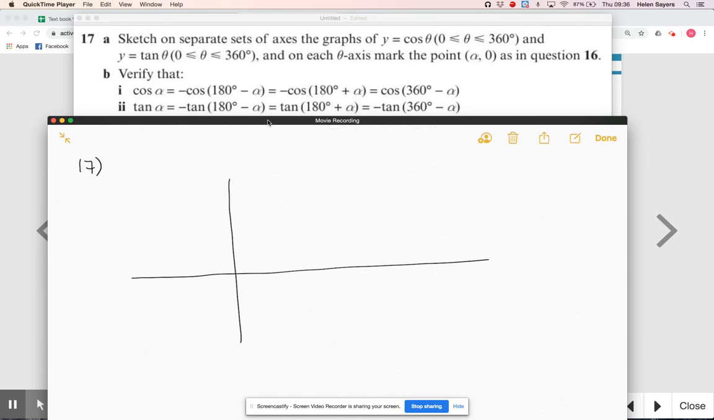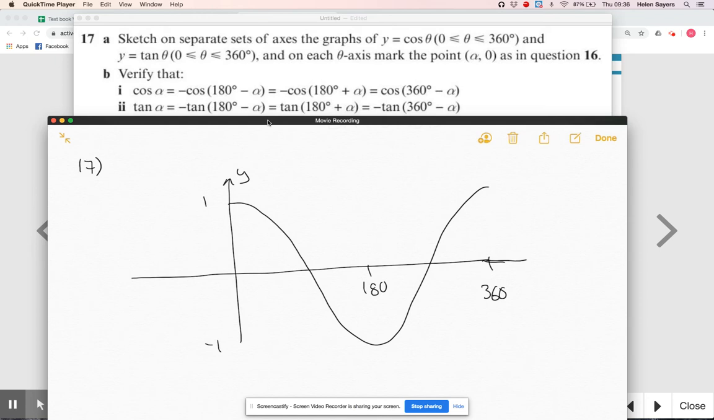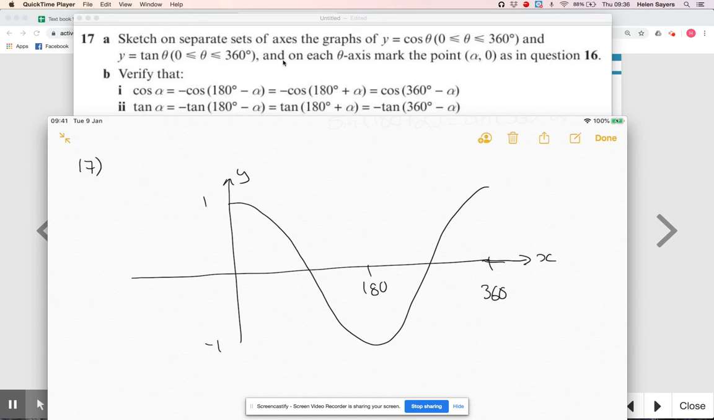Okay, so sketching the cosine curve between 0 and 360. Hopefully that's not too much of a problem. Mark the point alpha, 0.